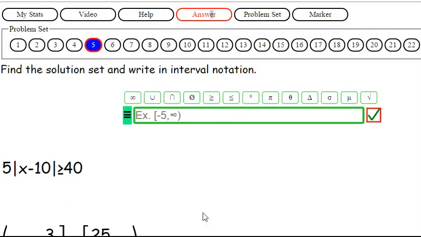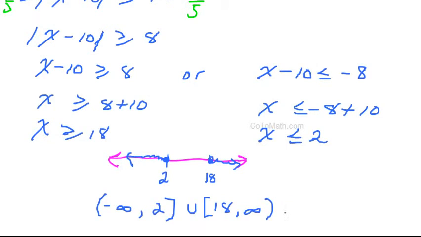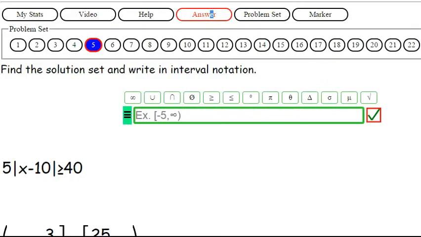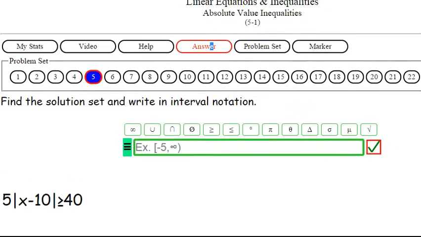This is it right here, okay? Negative infinity to 2, union 18 to infinity. Let's plug this in, for example. 2 minus 10 is 8. And of course, 8 times 5 is going to be 40, and 40 is greater than or equal to 40. Okay, so there you go.